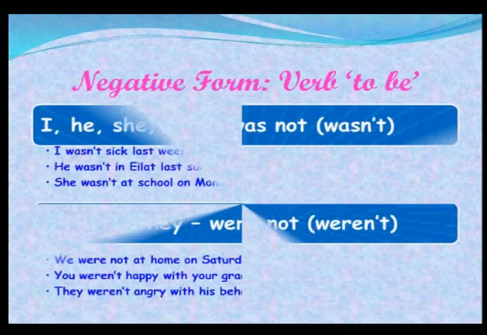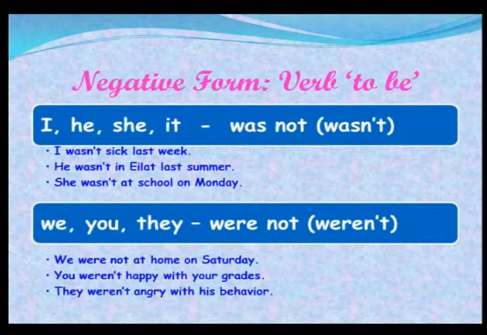One more: the negative form of to be. So I, he, she, it, plus was and not, and the short form, the shortcut, wasn't. For example, I wasn't sick last week. He wasn't in Italy last summer. She wasn't at school on Monday.